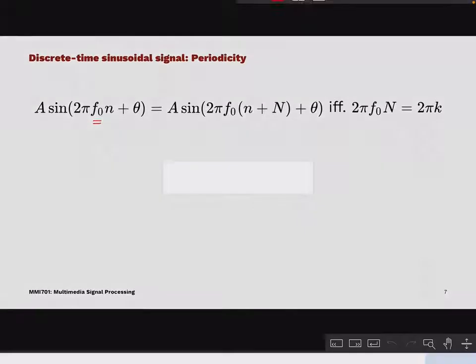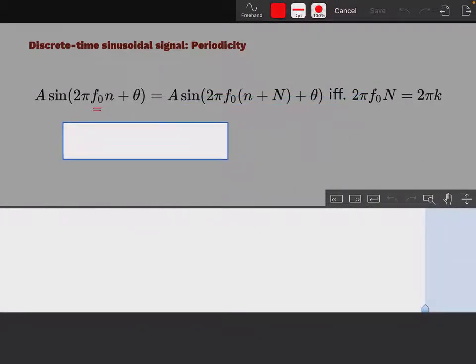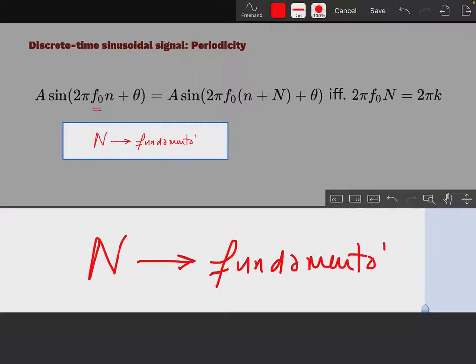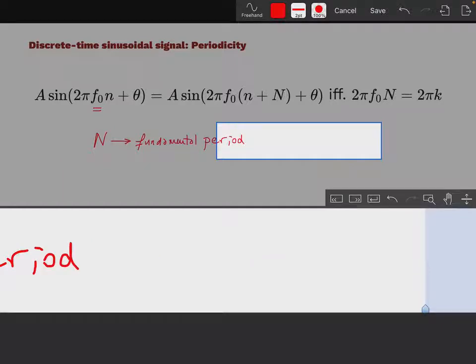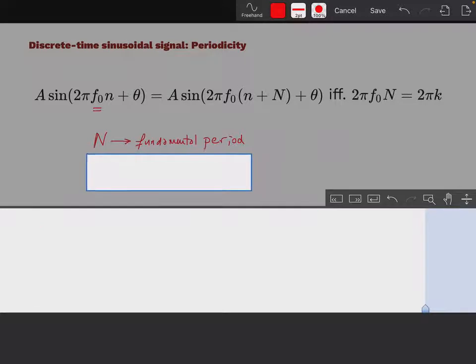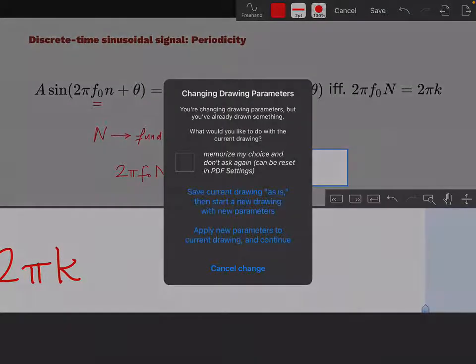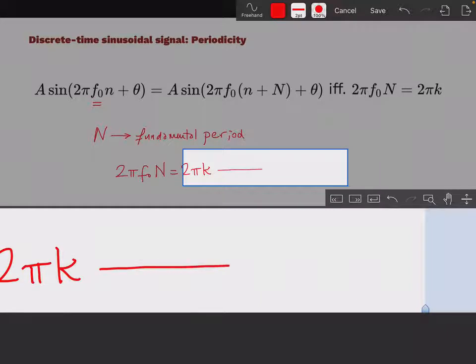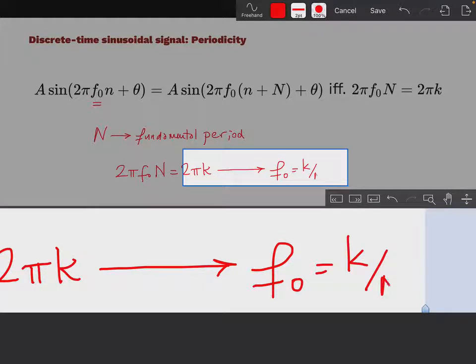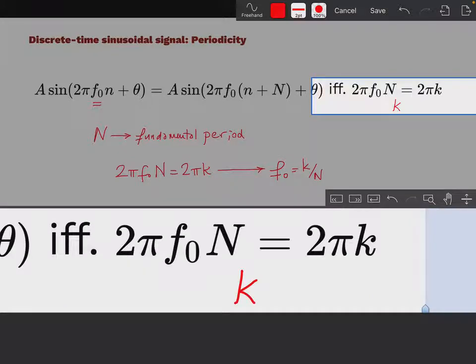Now here we define N as our fundamental period, and we have 2 pi f0 N equals 2 pi k, which defines the periodicity relation, which results in an important result for discrete time periodic signals, that f0 is equal to k over N, where k is an integer. So let me just write it here as well. So k is an integer.